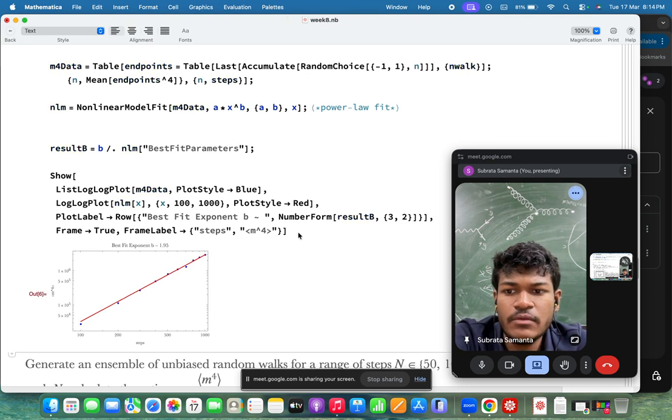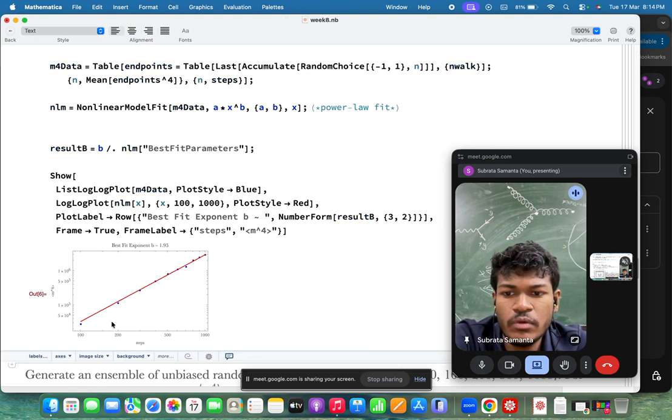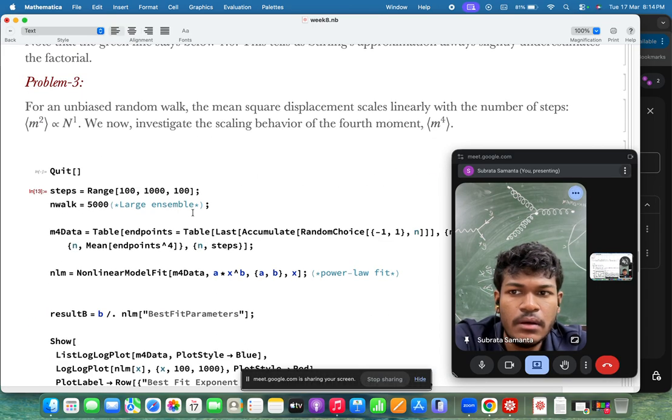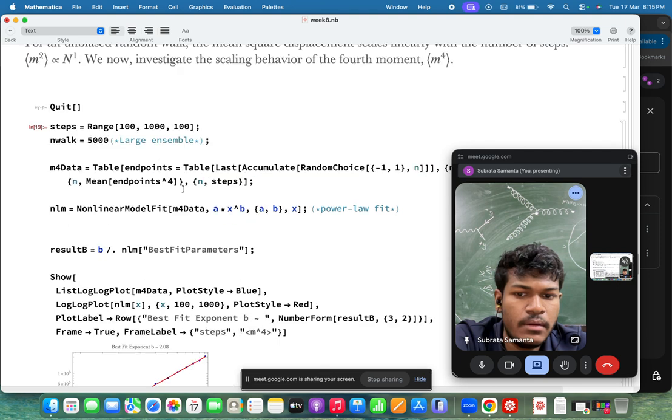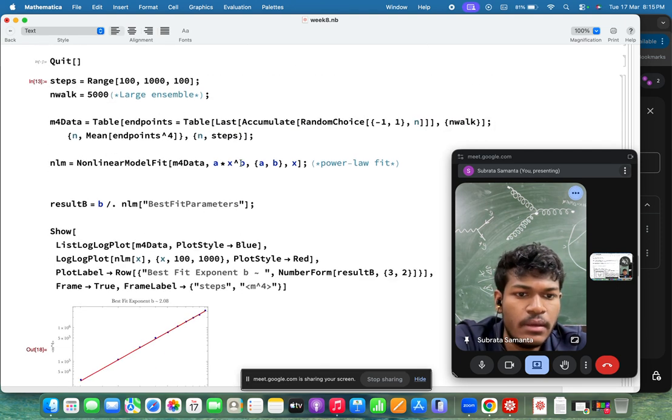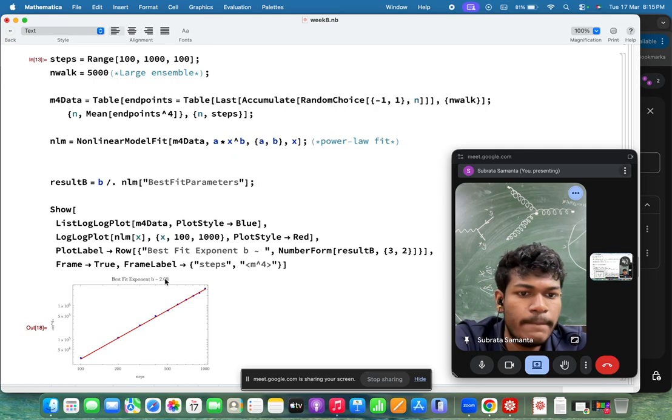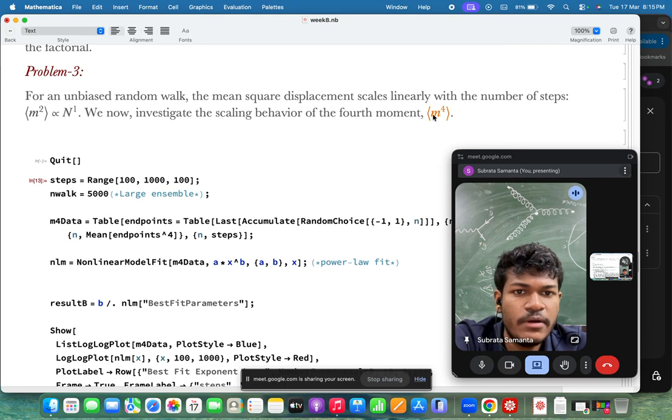Once you do all these things, you see how m to the power 4 goes with the number of steps, and if you perform a fit, your b is close to 1.95. The more times you run it, it is basically around 2. So that means the average of m to the power 4 is proportional to n square, because the x to the power b has b around 2, roughly.